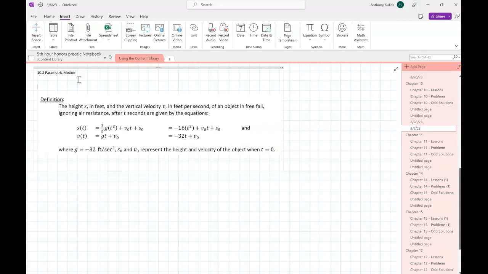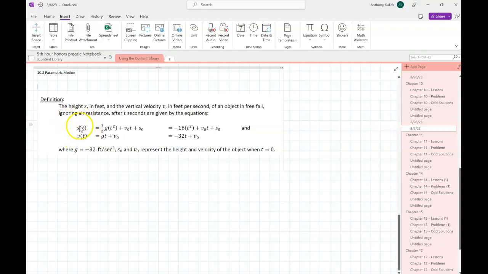So from a height s in feet and vertical velocity v in feet per second, an object in free fall, ignoring air resistance, after t seconds, is given by the equations. S is for the height of the figure. This is something that's like being dropped. It's only moving in one dimension, just up and down.